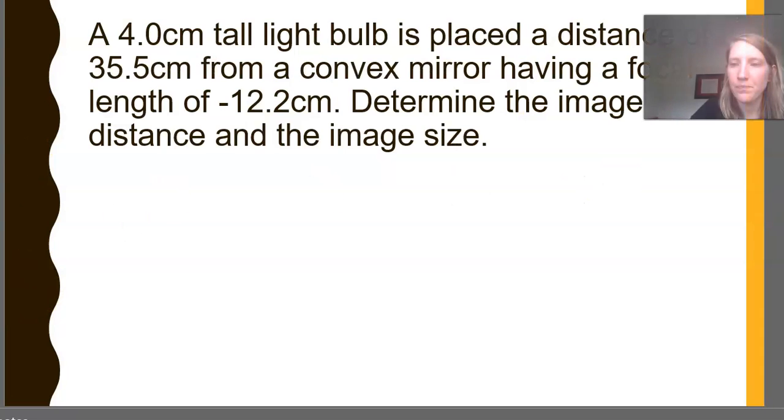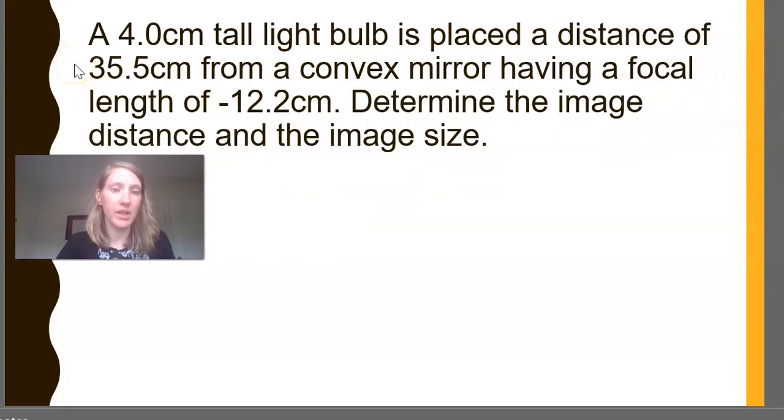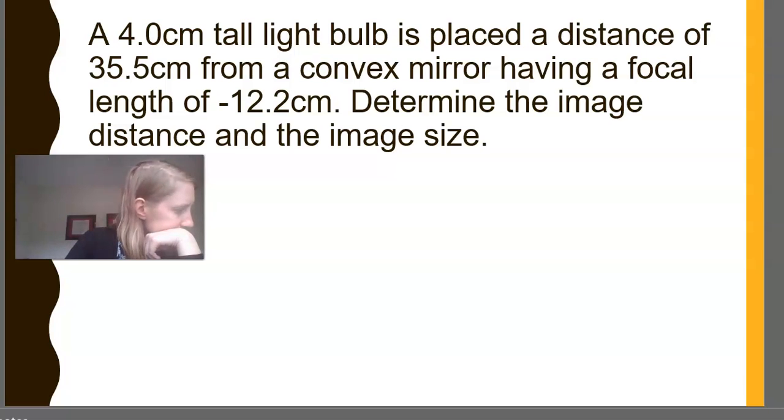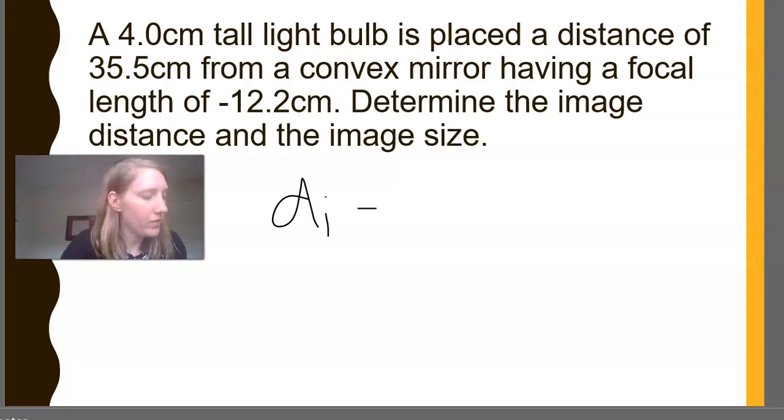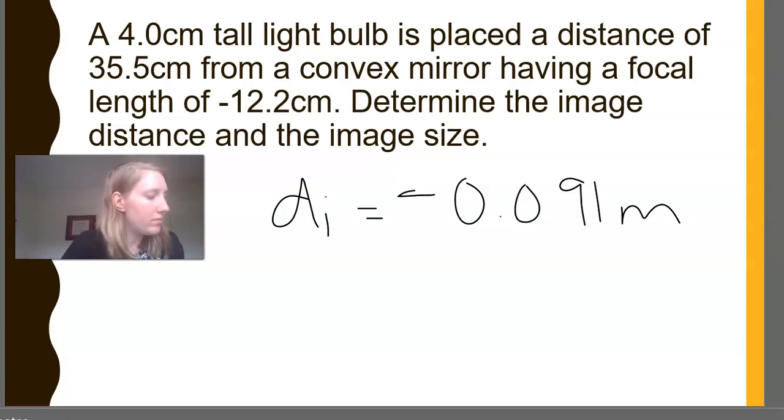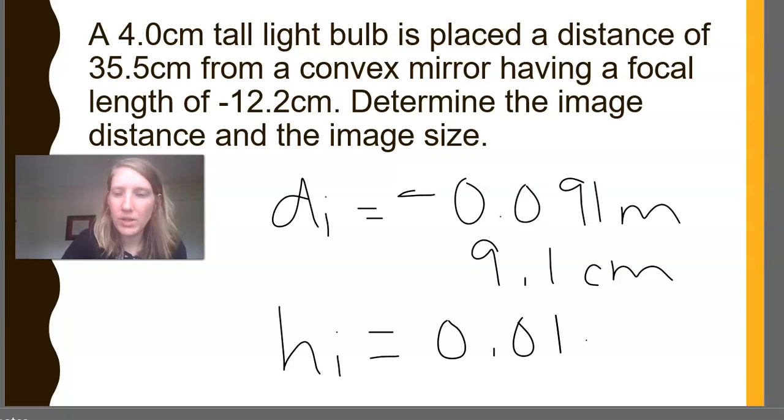Okay, I'm going to let you do this one. I'll write the answers on here. For this example, this is example 4, you should get a DI of negative 0.091 meters, or 9.1 centimeters if you don't want to convert. And you should get an HI of 0.01 meters, or 1 centimeter.